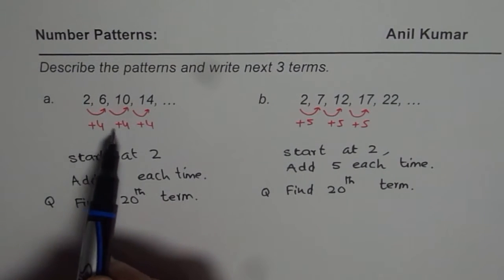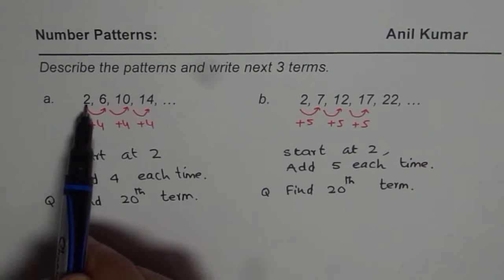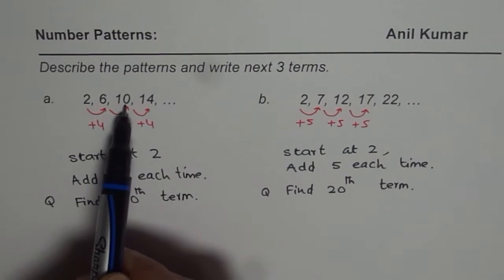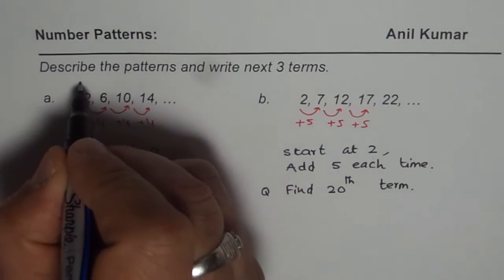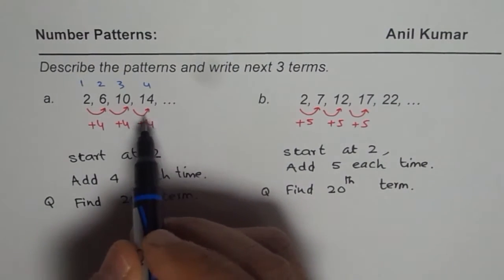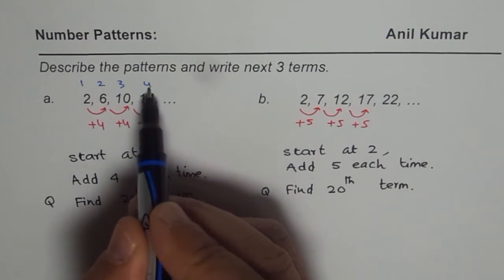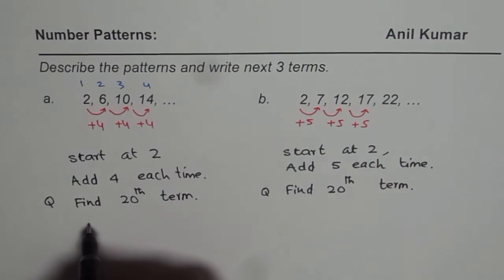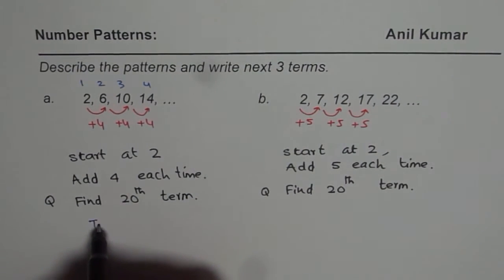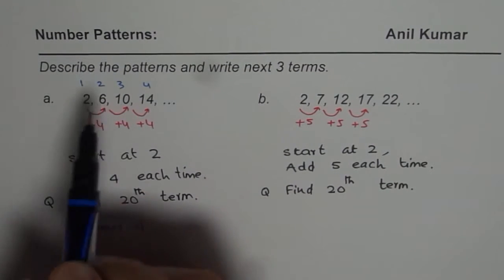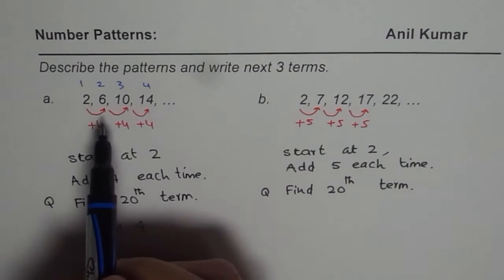So let's do the first one. We are adding 4 each time. So how many times did I add 4 to get 6? 1 time. How many times did I add 4 to get 10? 2 times. Well, this is my term number 1, this is 2, 3, 4. And to get to the fourth term, I added 4 three times, 1 less than 4. That means if I multiply by 4, okay, I get my number somehow.